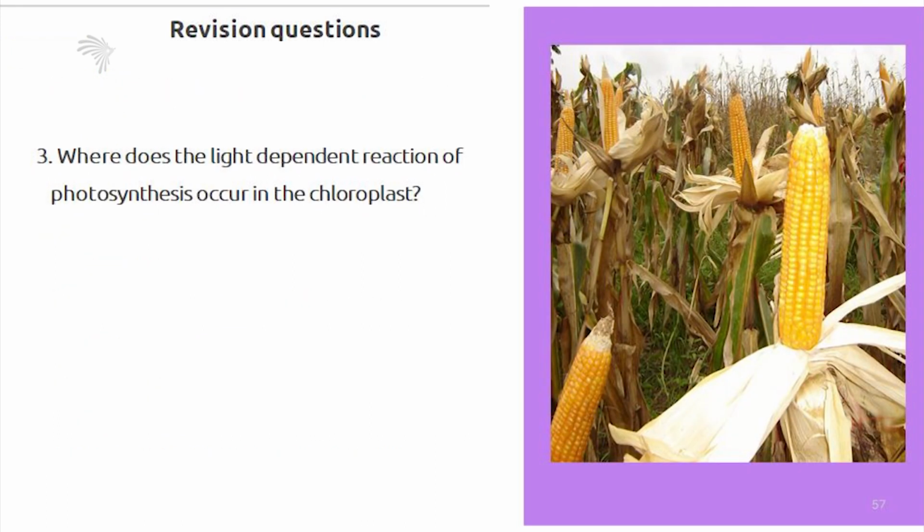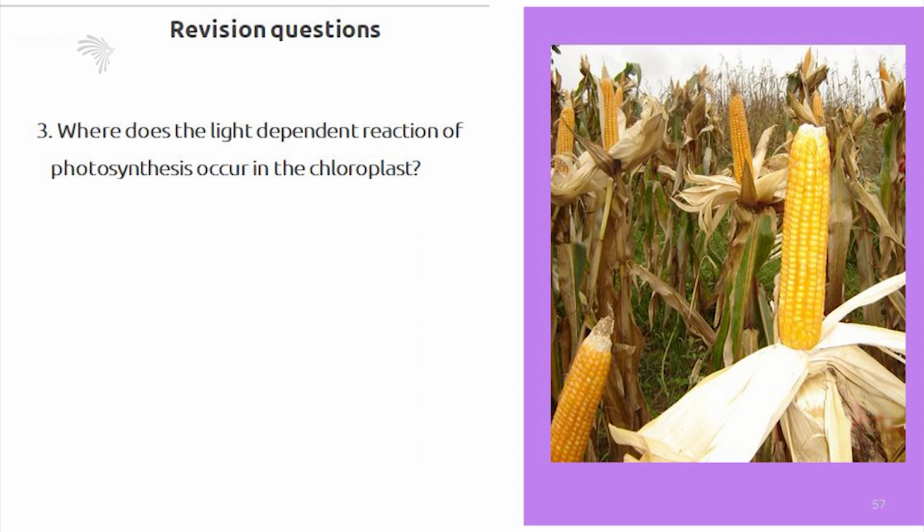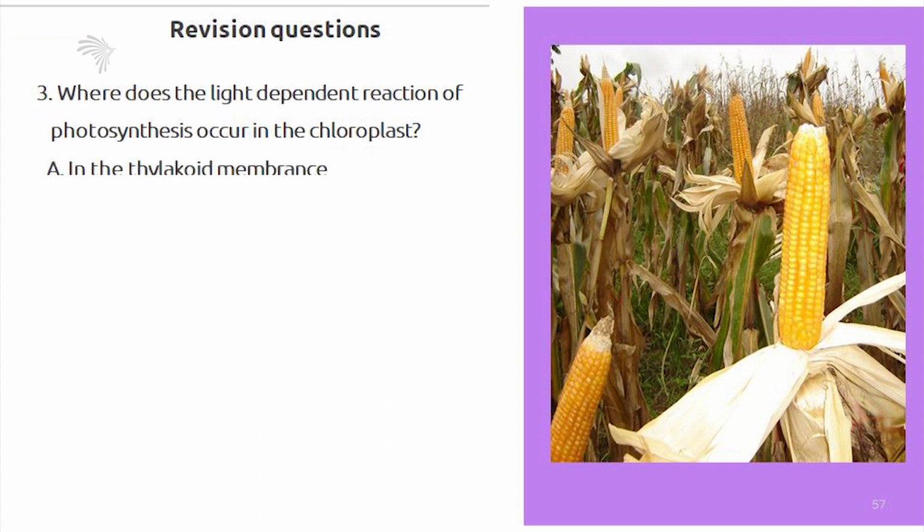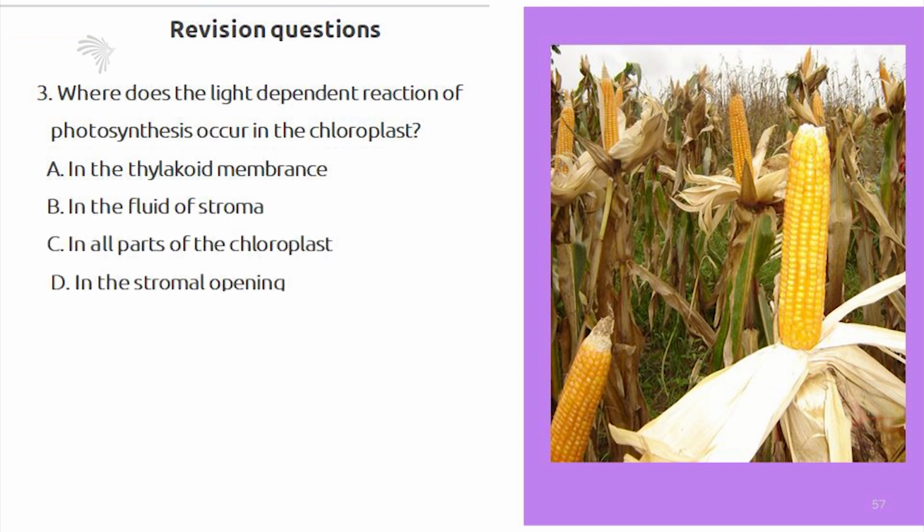Question number three. Where does the light-dependent reaction of photosynthesis occur in the chloroplast? A. In the thylakoid membrane. B. In the fluid stroma. C. In all parts of the chloroplast. D. In the stomatal opening. The answer to this question is A. If you have said A, you're correct.